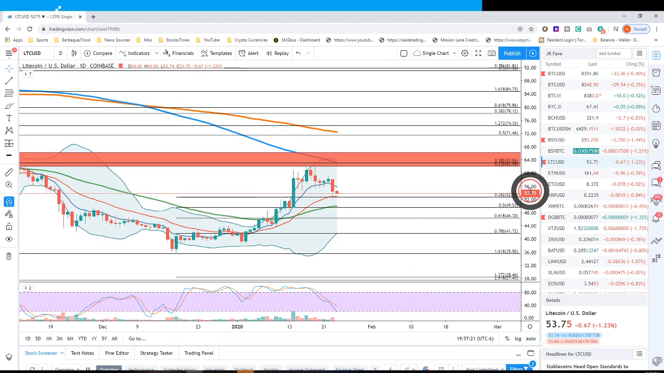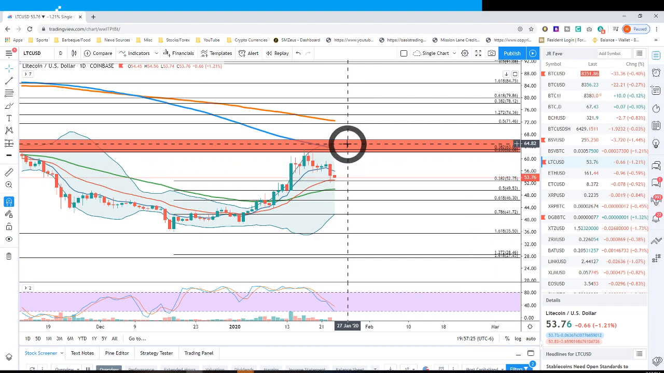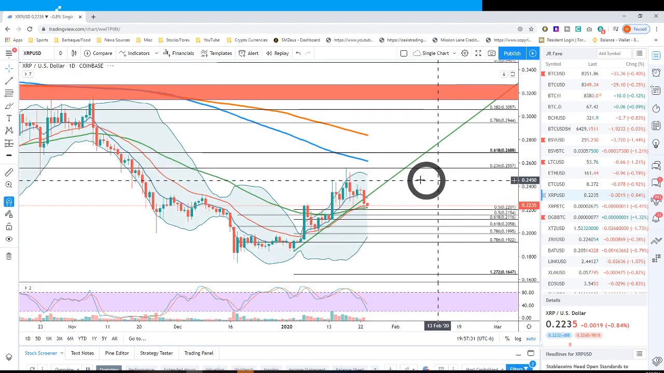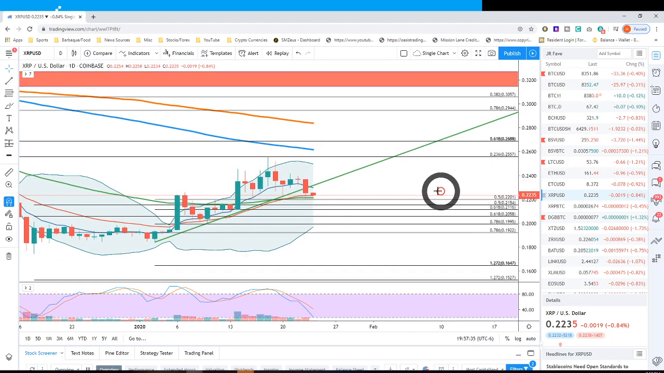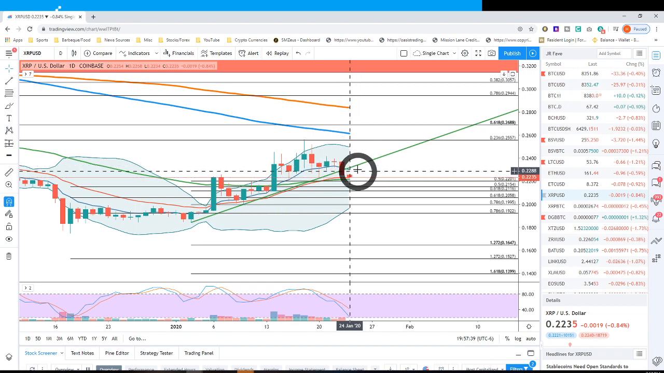Not a lot really happening here, just same old story. Testing 38.2, still have huge resistance up here, so no major changes on that. Let's go to XRP. This one here actually broke this trend line that I put in here, so we were watching that. So it broke the trend line.